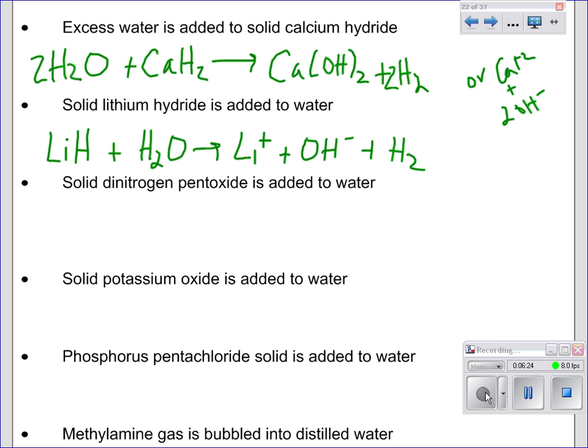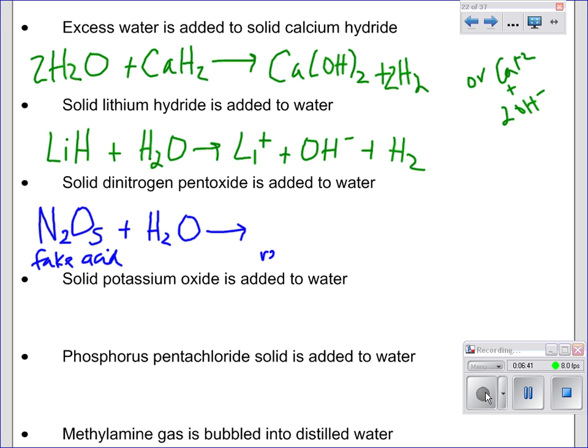Okay. So now let's look at dinitrogen pentoxide is added to water. Uh-oh, what do you see? Oxides are weird. So what type of oxide is this? Non-metal, so it's a fake acid. A fake acid plus water makes a real acid.